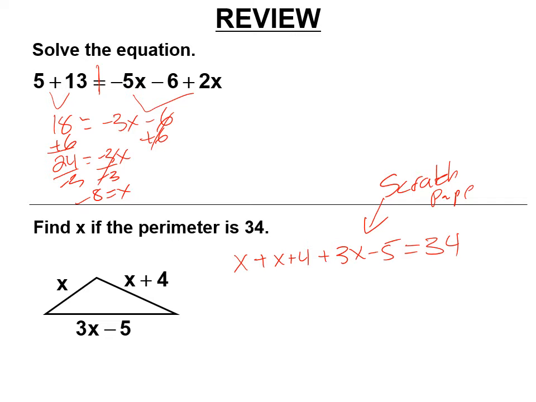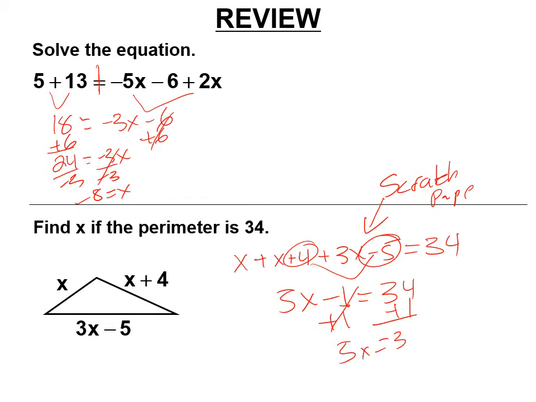x plus x is 2x plus 3x is 5x. 4 minus 5 is negative 1. So the two-step is 5x minus 1 equals 34. Add 1 to both sides. 5x equals 35. Divide by 5. x equals 7. And that's all you have to do, and you're just going to type in the number 7.